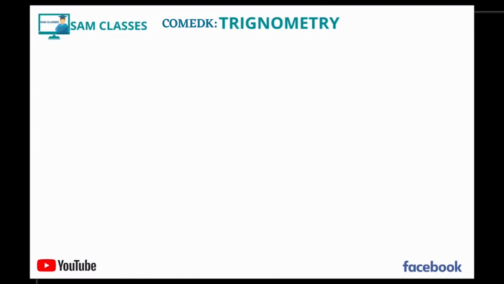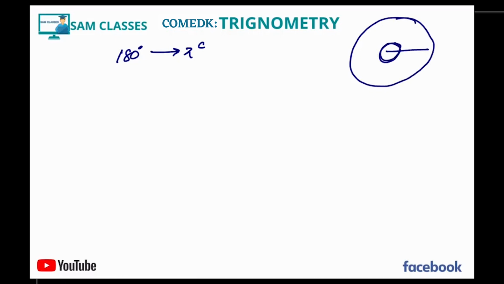Now students, we should always remember the conversion from radian to degree and degree to radian. We know 180 degree is equal to pi radian. Or you can understand it like this: for the whole circle, if you complete one circle, it's 360 degrees, equal to 2 pi radian. So 1 radian is equal to 360 degree by 2 pi, and that is equal to 180 by pi degree. Pretty simple.